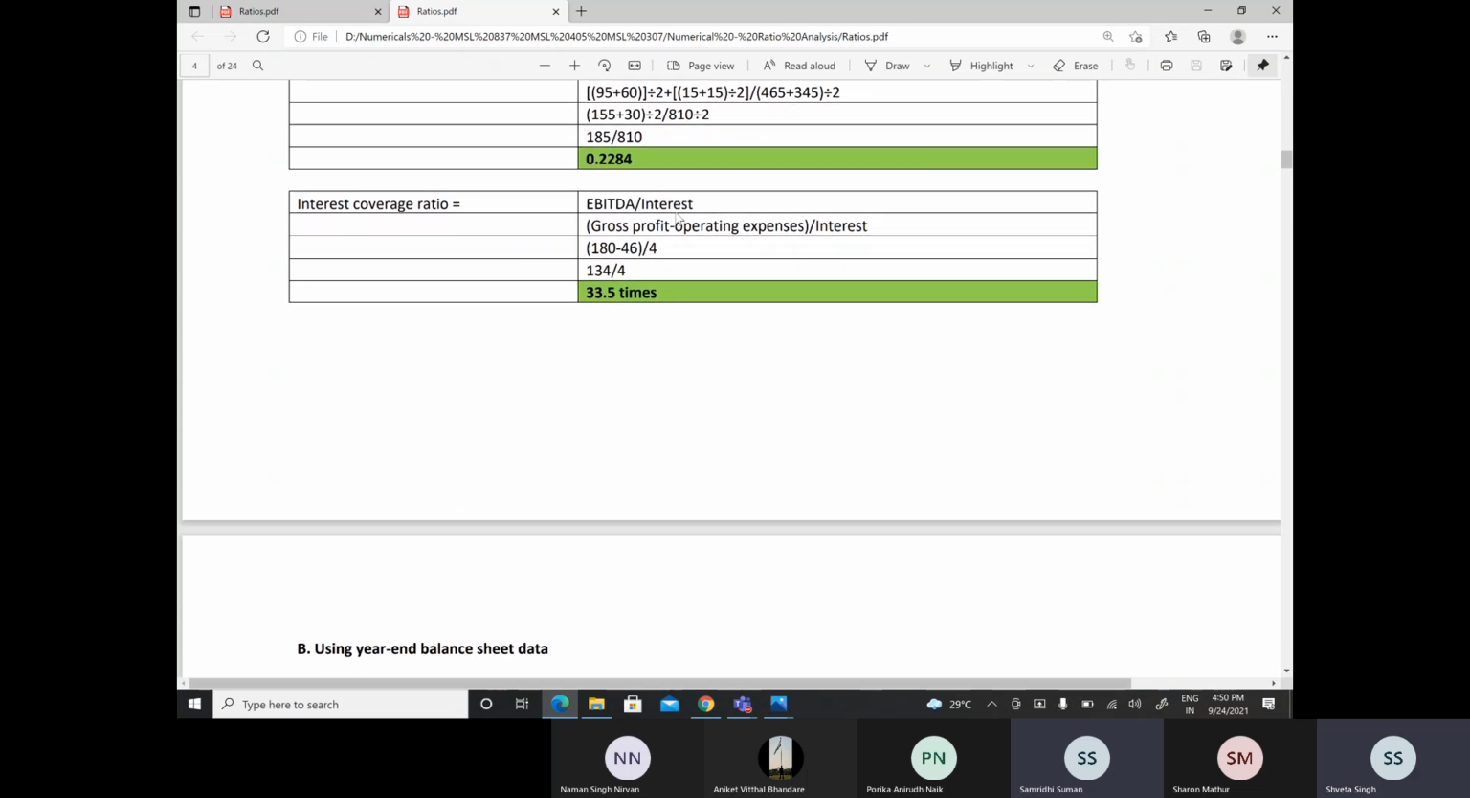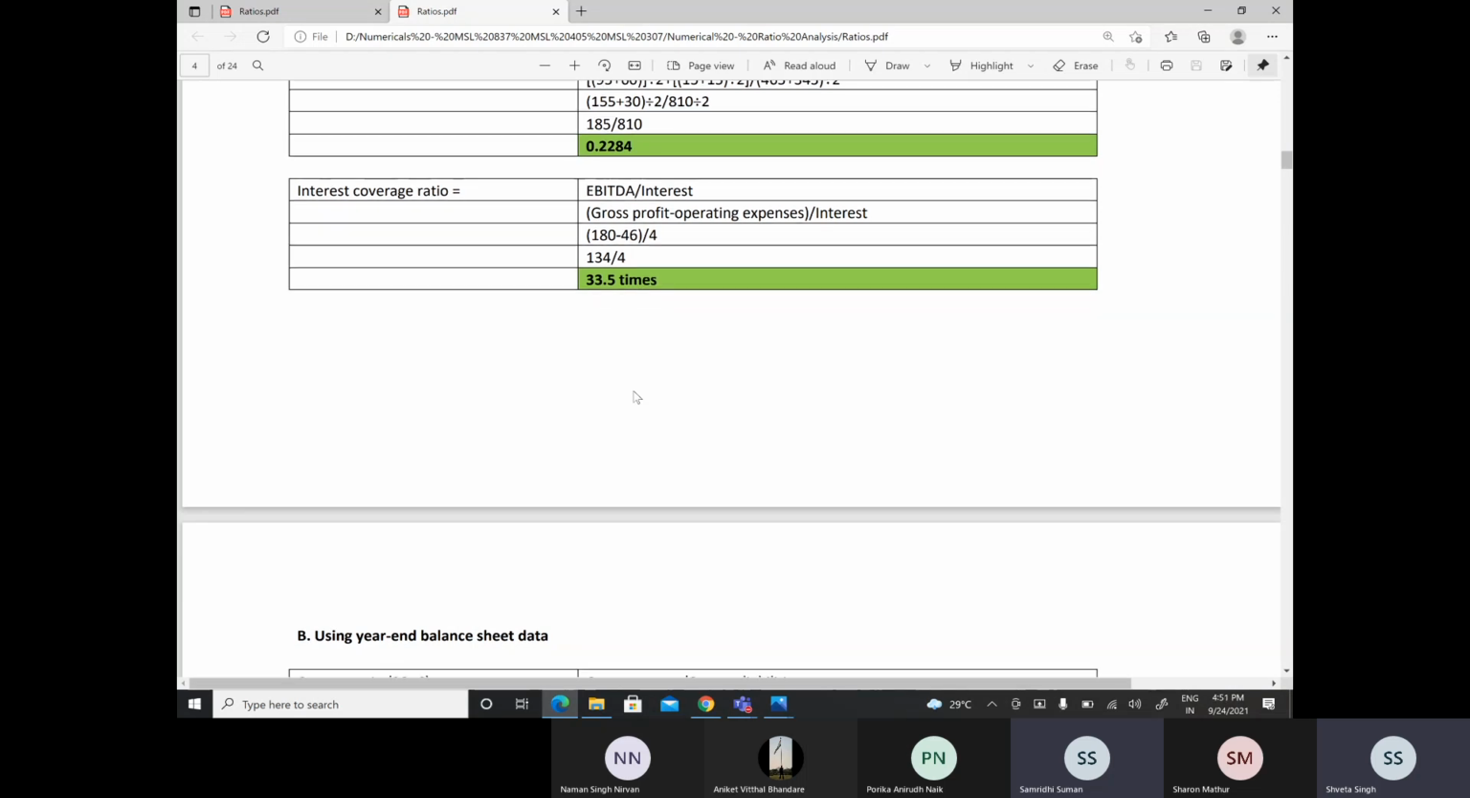Fine. So then we calculate the interest coverage ratio, which is EBITDA upon interest. That is gross profit minus operating expenses upon interest. So we have EBITDA is equal to 180 minus 46 divided by 4. That is 134 divided by 4. Is 33.5 times. So the company is actually doing very well and it can actually take up more debt as well.